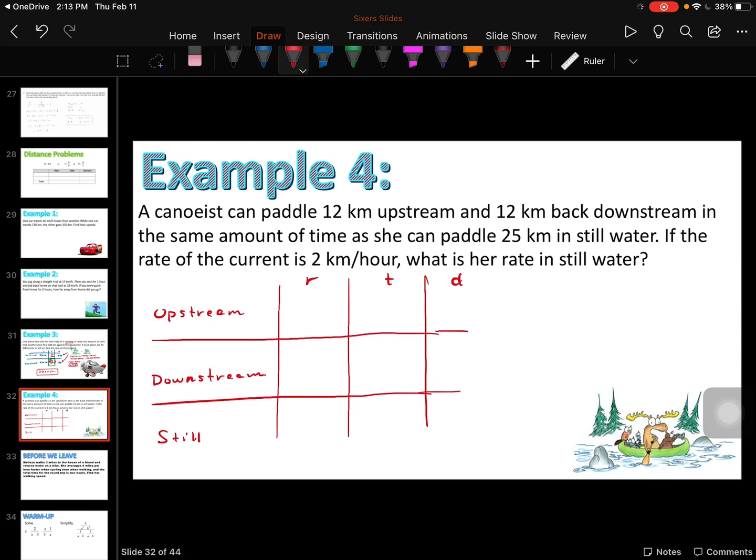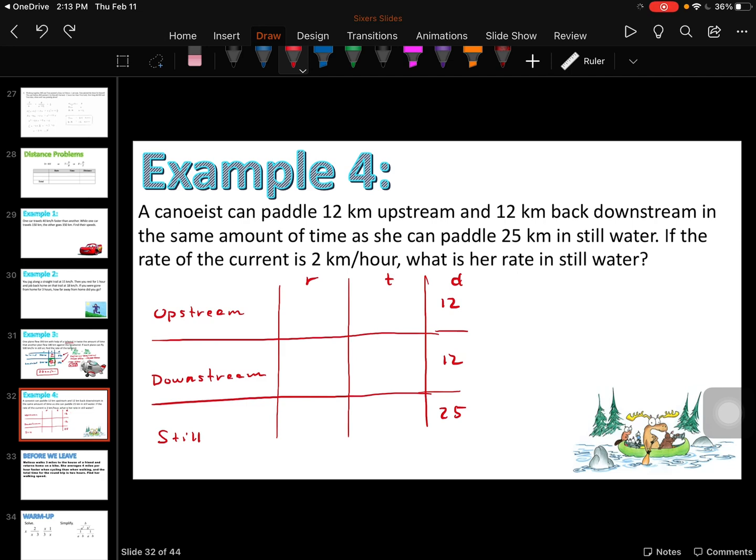All right, let's plug everything in. Canoes can paddle 12 kilometers upstream. So my distance is 12 for both of these, in the same amount of time that she can paddle 25 kilometers in still water. So that means if you take the upstream and downstream and add them up, it should equal how long it took her to paddle in the still water. So these two trips added up will equal the still water trip.